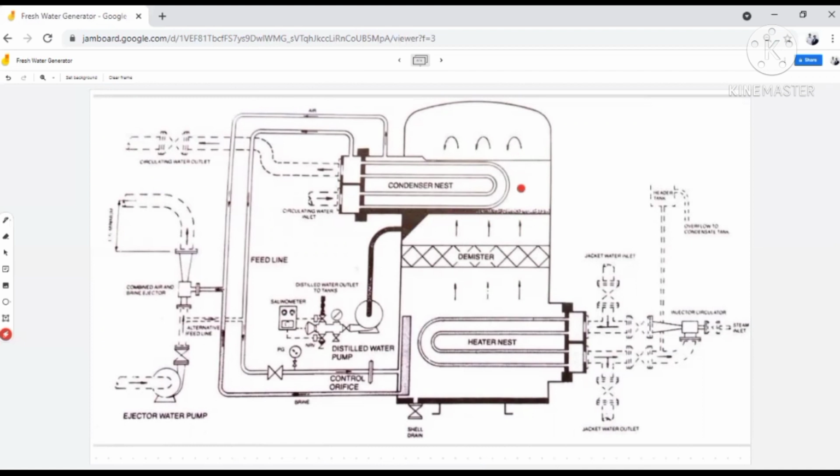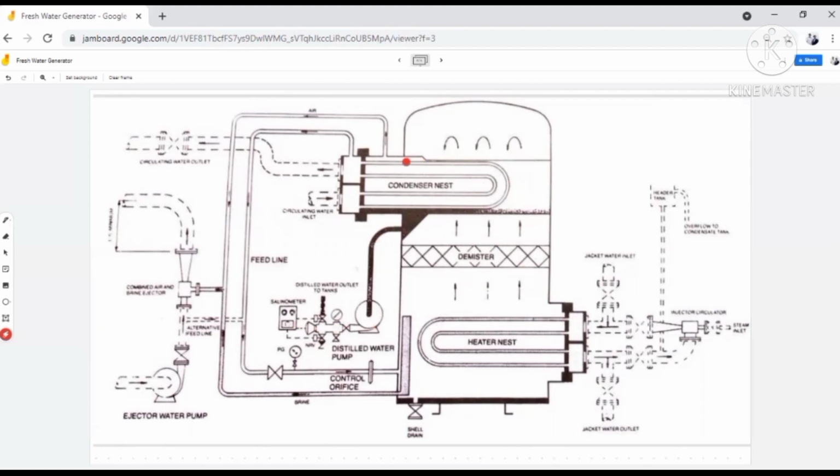I mean the fresh water is being collected, and this fresh water is discharged through a freshwater pump to the salinometer, where we can measure the salinity of the fresh water thus produced. So this is the basic working principle of a freshwater generator used on board.